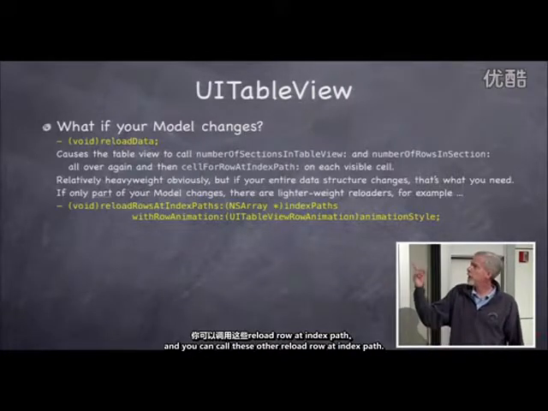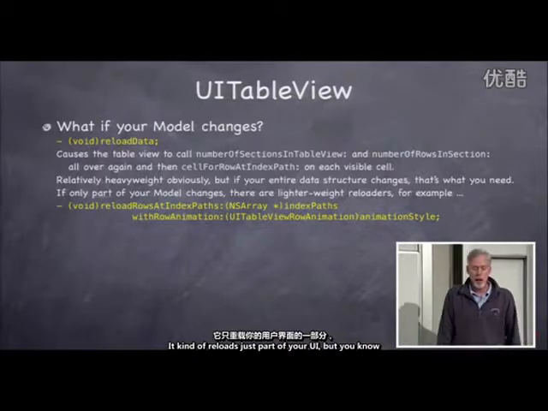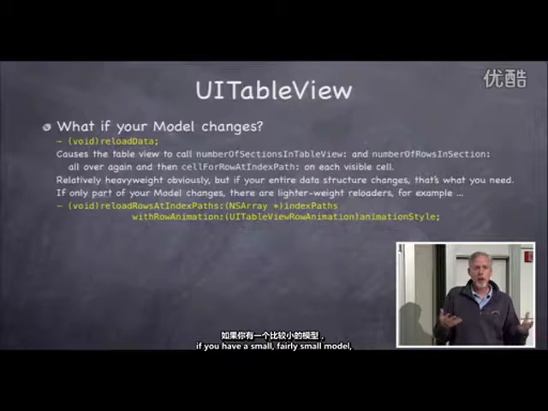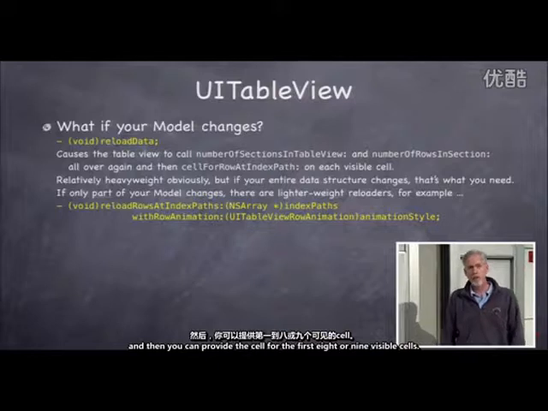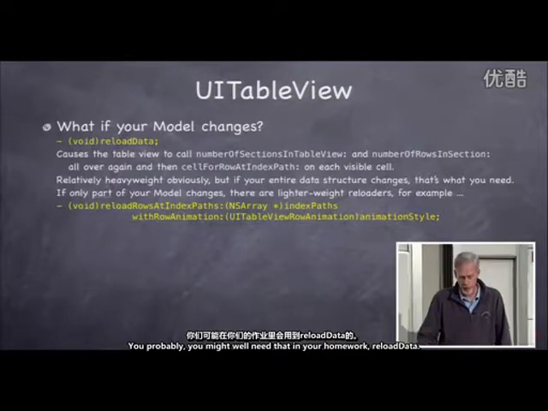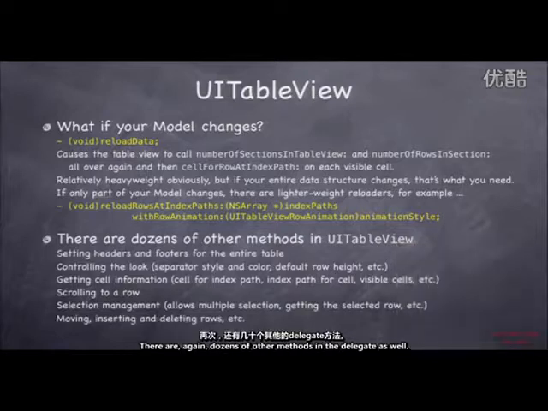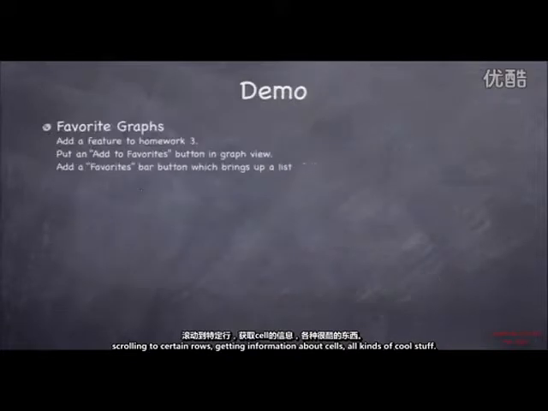So hitting reloadData is not lightweight because it's going to do all that stuff. And you can call these other reloadRowAtIndexPath methods to reload just parts of your UI. But if you have a fairly small model, it's not that much work to say how many sections there are and how many rows in each section, and then you provide the cell for the first 8 or 9 visible cells. So reloadData, you might well need that in your homework. There are dozens of other methods in the delegate as well. I listed a whole bunch of things you can do, scrolling to certain rows, getting information about cells, all kinds of cool stuff. All right, so the demo.